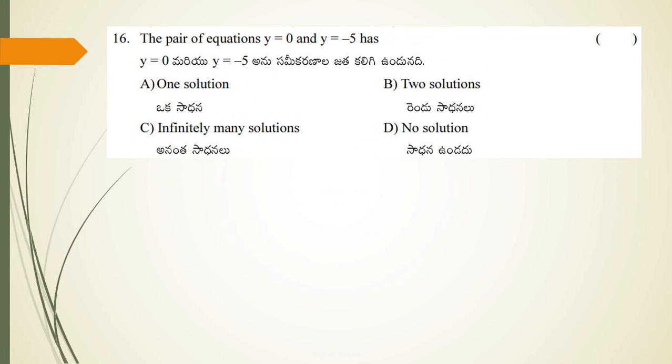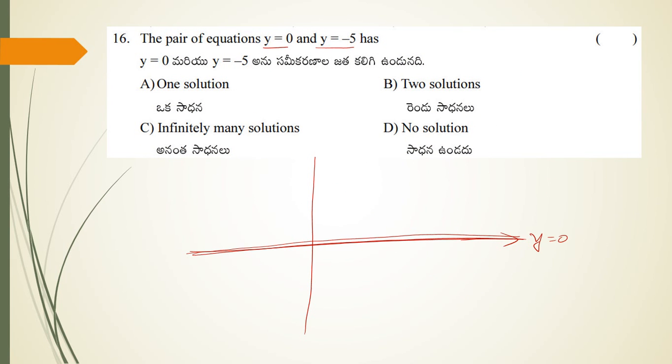Right, next moving on to question number 16. Now what he has given, the pair of equations y is equal to 0 and y is equal to minus 5. So first of all we should know what y is equal to 0 is. So y is equal to 0 means nothing but the x-axis. So x-axis represents y is equal to 0. So this is y is equal to 0.